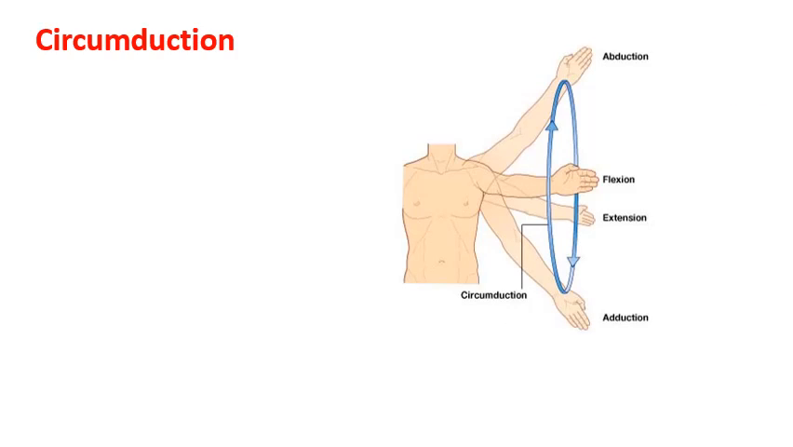The last movement is called circumduction, and it is a combination of all movements together. We can make flexion, medial rotation, abduction, adduction, and extension. It's a combination of all the movements. It is called circumduction.